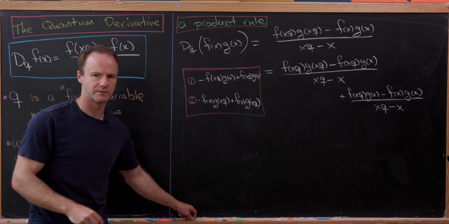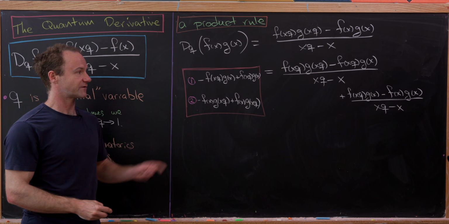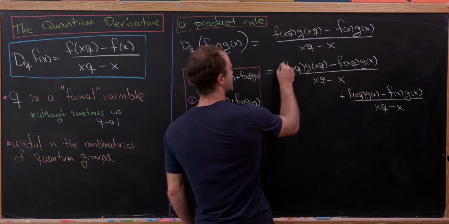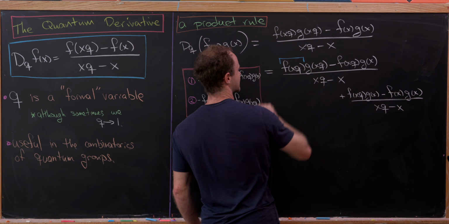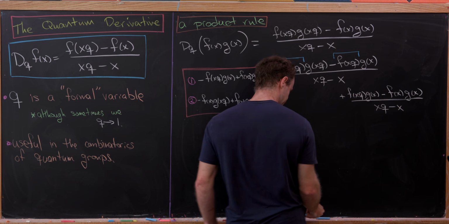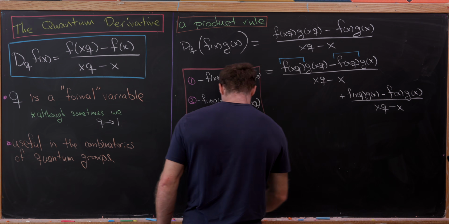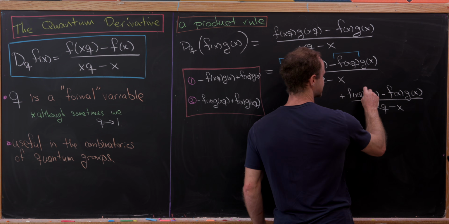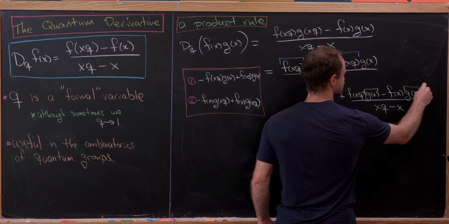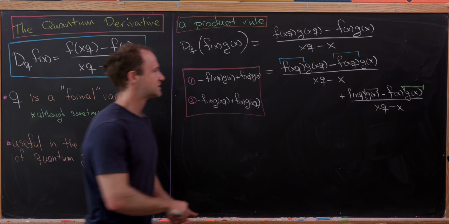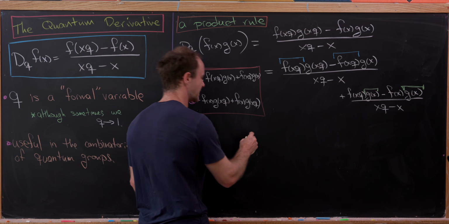But look, we've got some common factors in the first term and in the second term. Here's our common factor in the first term, this f of xq, and the common factor in the second term is simply g of x. Okay, nice. So let's factor those out and see what we get.